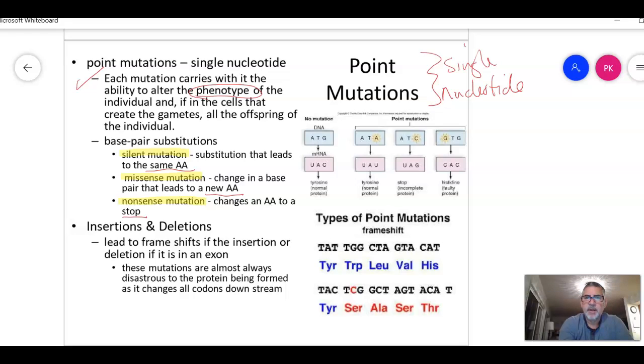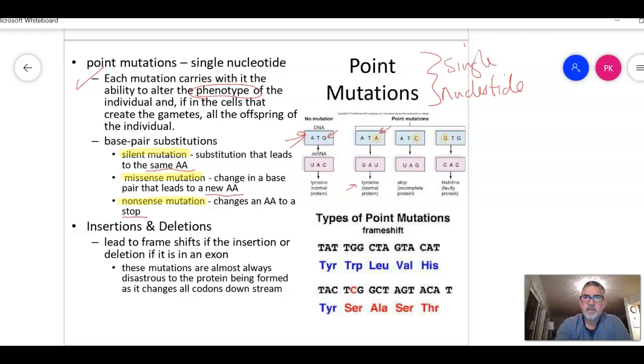So if you look at here, I'll give you an example here. So over here, right, ATG is my DNA sequence. My RNA sequence would be UAC, and I'd get tyrosine, right? If I change this G here to an A, right, I still get tyrosine, right? So that's what's called a silent mutation, because the mutation really doesn't affect the phenotype of the organism. The genotype changed because the nucleotide sequence changed, but the phenotype doesn't change, right?